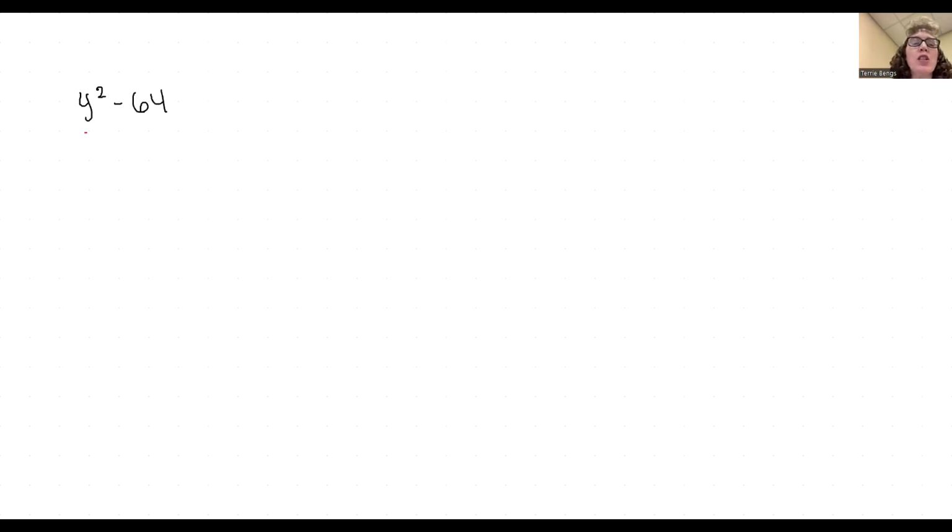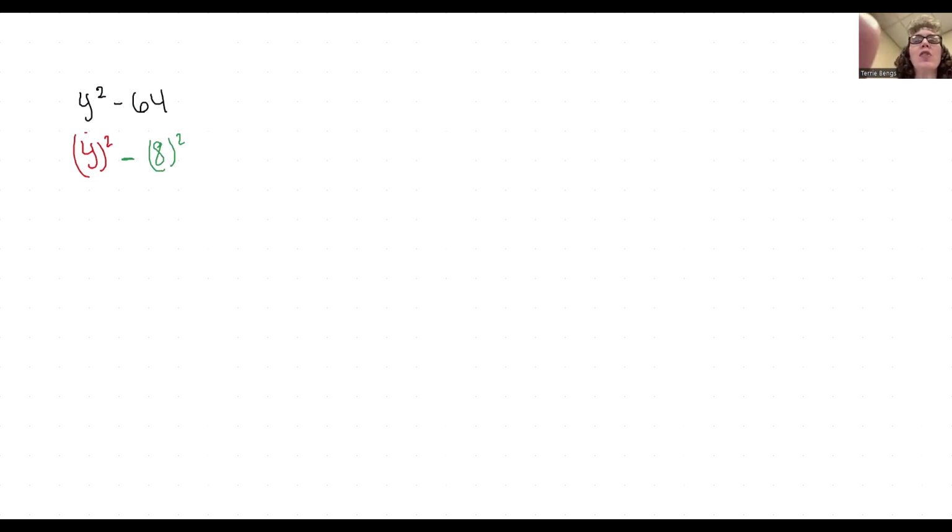And so it talks about the difference of two squares, and all that is, if we look at our y, that's basically saying we have a y squared. And then if we look over at our 64, we could actually rewrite that. 64 is just 8 squared, or 8 times 8 equals 64. And so there's a minus sign between them. So this is the difference of two squares. We have y squared minus 8 squared.